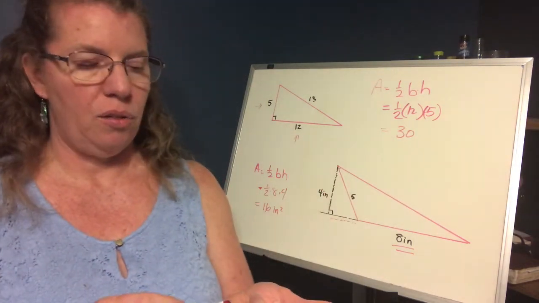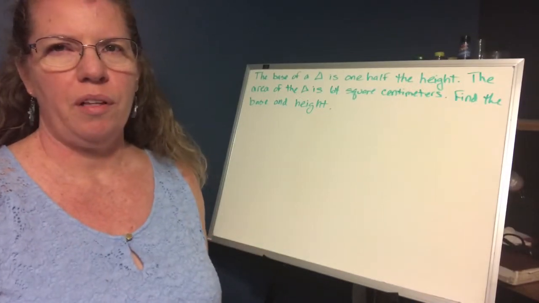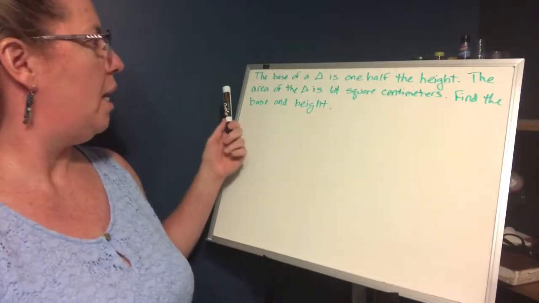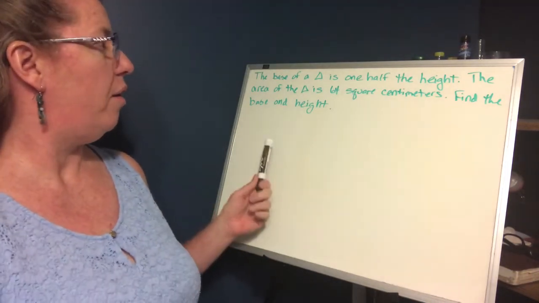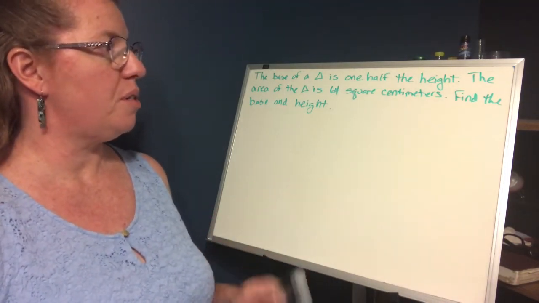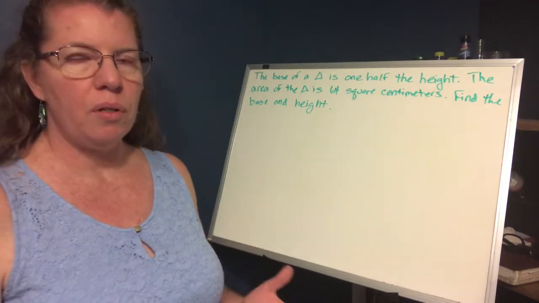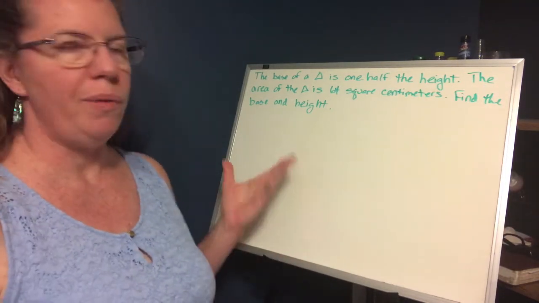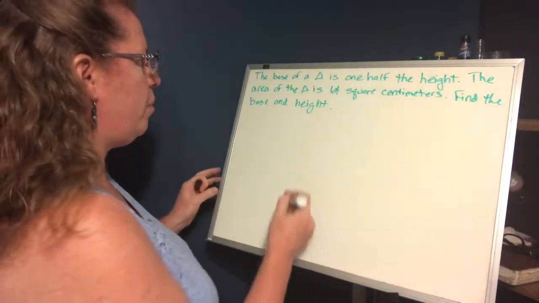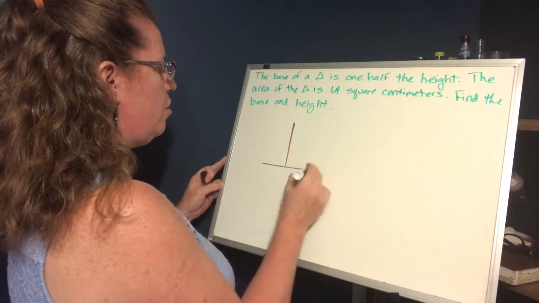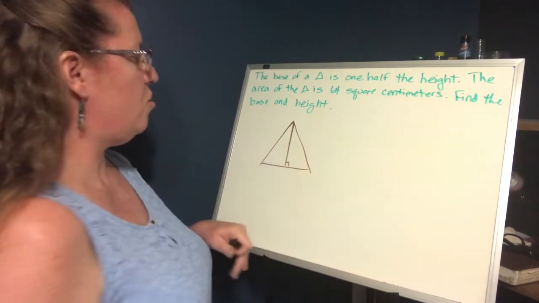Okay, now let's look at working backwards. Alright, let's work this problem together. Let's read it. The base of a triangle is 1/2 the height. The area of the triangle is 64 square centimeters. Find the base and the height. So as usual, please draw a picture. I know we don't know what kind of triangle it is, but it just helps us get our numbers in the right place. So we're just going to draw a triangle where we have a height and a base shown.